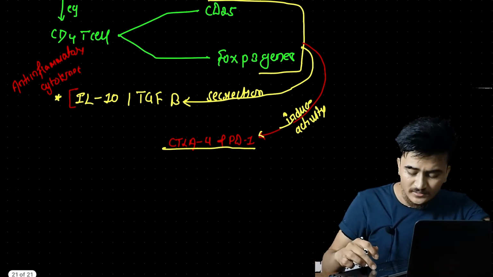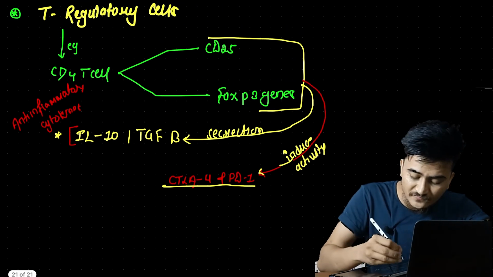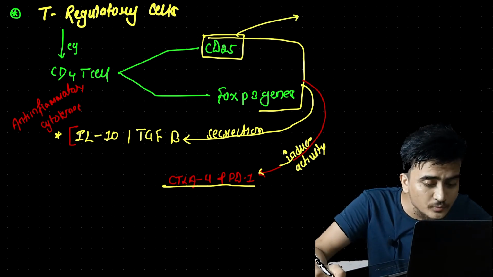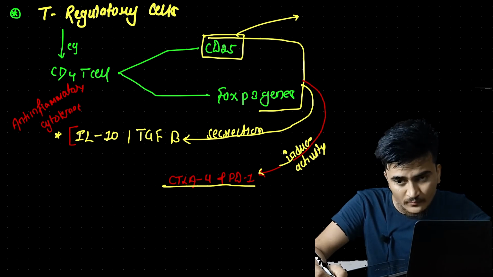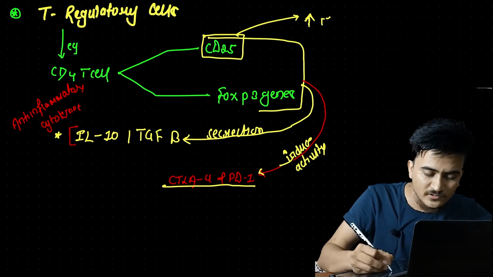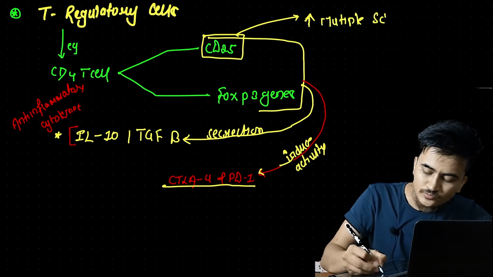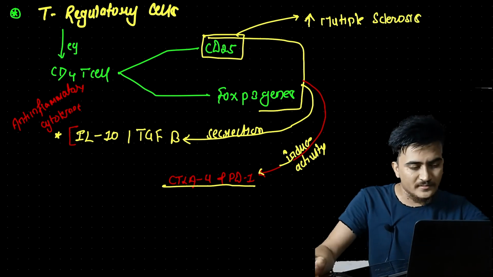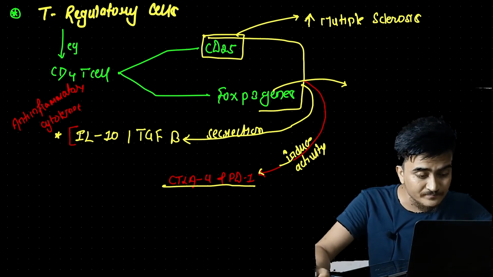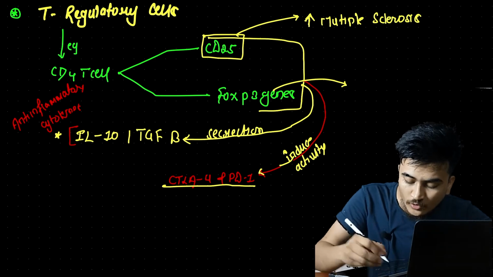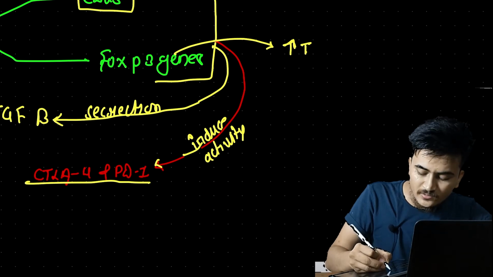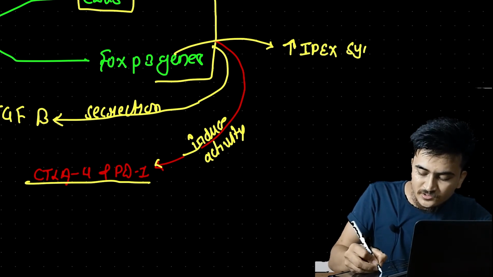Now if there is a defect in CD25, it will cause an autoimmune disorder. And what is that autoimmune disorder? It will increase the prevalence of multiple sclerosis. Similarly, if there is a disturbance in the FOXP3 gene, then there will be development of a syndrome, and that syndrome is called IPEX syndrome. It will increase the incidence of IPEX syndrome.